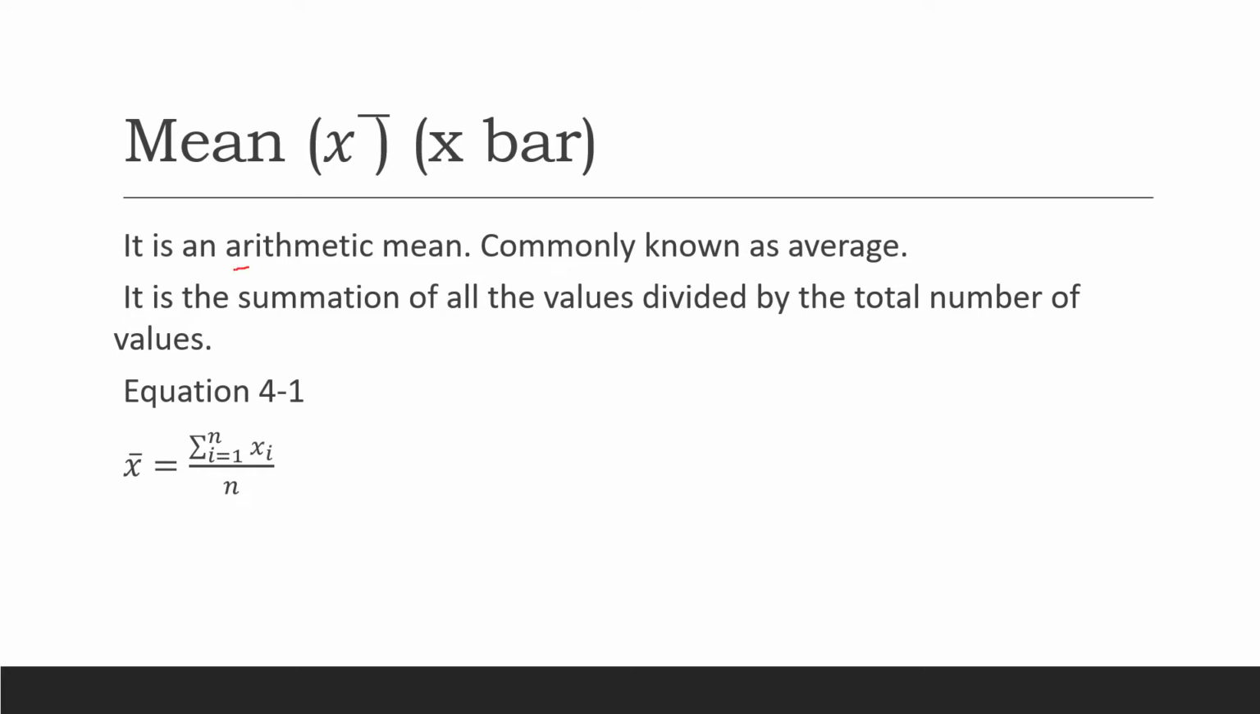Alright, so again, arithmetic mean, complete math, and we call it the average. What are we doing? We sum all the values, and then we divide that sum by the total number of values. So here is the equation. It's pretty easy. So that's the mean, x bar.